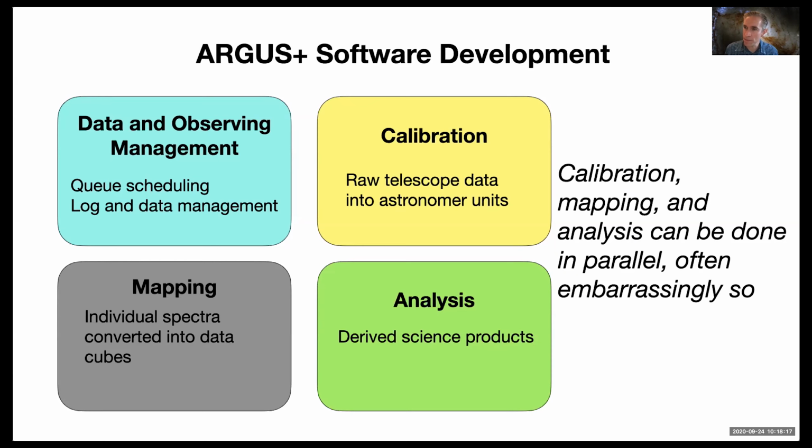So I hope you're left with an idea that we do have a bit of a data challenge with Argus Plus, but we actually have a lot of the tools that we need to solve it. And especially, I want to highlight that calibration, mapping, and a lot of parts of analysis can be done in parallel processing, which allows us to leverage computing. And often this is embarrassingly parallel. So simple people like me can actually figure out how to use multiple nodes to attack a lot of these problems. I'd be happy to take any questions at this point.